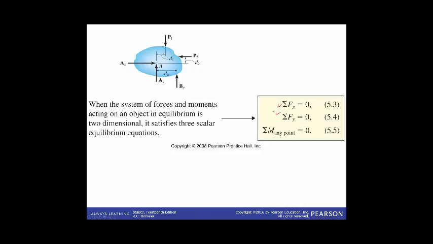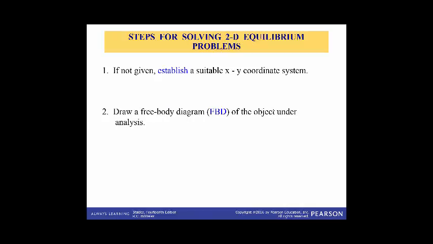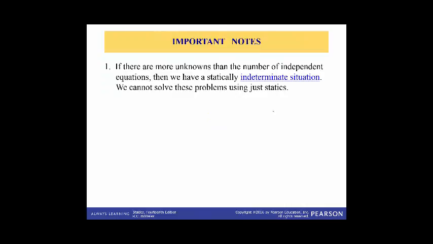If the system is at equilibrium, any part of the system is also at equilibrium. So it doesn't matter if you take the whole system or part of a system. So remember, establish a suitable xy coordinate system is the first step. Draw a free body diagram, apply the three equations of equilibrium to solve for the unknowns.